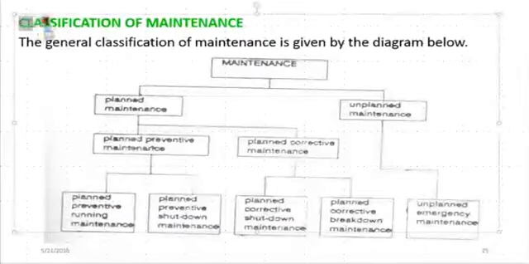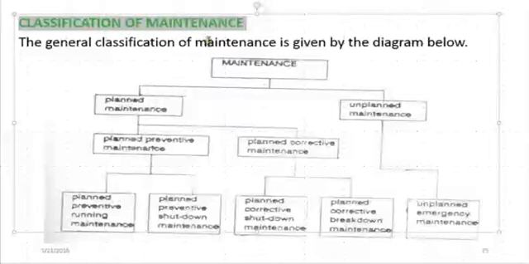Now, the maintenance is also classified into different categories. Broadly, we have two: planned maintenance and unplanned maintenance. The unplanned maintenance is the one that occurs in an emergency situation. That is, we don't expect any failure, but the machine or the device failed, and that is an emergency. We have to repair it.